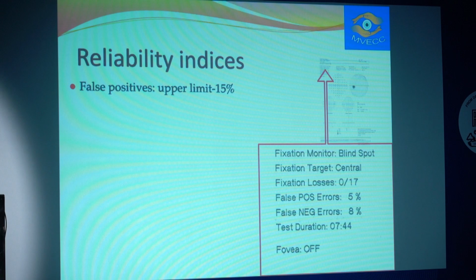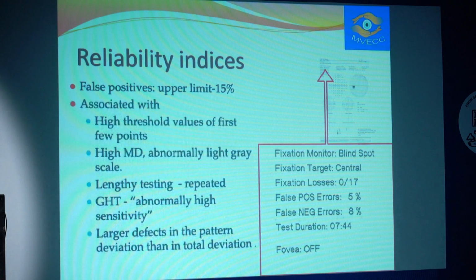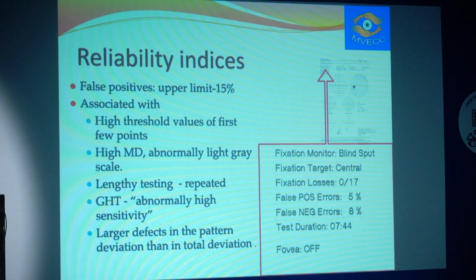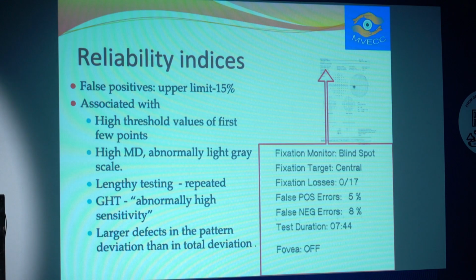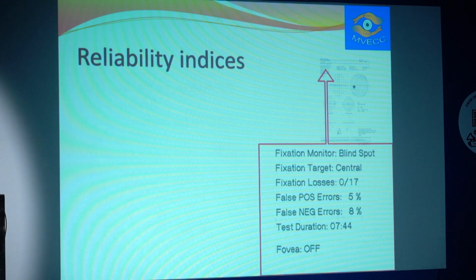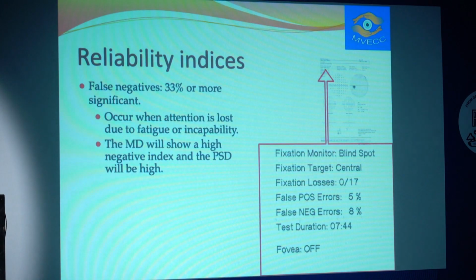Then we move on to the false positive. The upper limit of acceptable false positive is 15%. So what happens here is the patient does not see the stimulus but presses the button. So it gives you a very high threshold value, abnormally high sensitivity as compared to the normals. The patient is seeing very faint stimulus which is not seen by a normal person. So there is a lengthy testing. GHT will show abnormally high sensitivity, and there will be larger defects in the pattern plot as compared to total deviation plot. Then we move on to the false negatives.